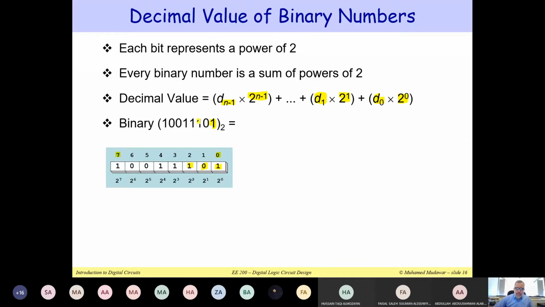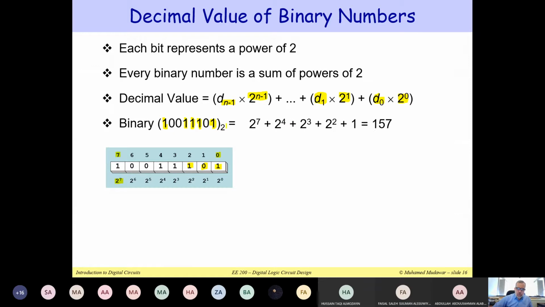This one here is what? 4. Yes, this is actually multiplied by 2 to the power 2. So this one is equal to 4. This one is what? 8. Yes, this one is 16. And this one, it's 2 to the power 7. What's 2 to the power 7? 128. So all we have to do is just add the weights.